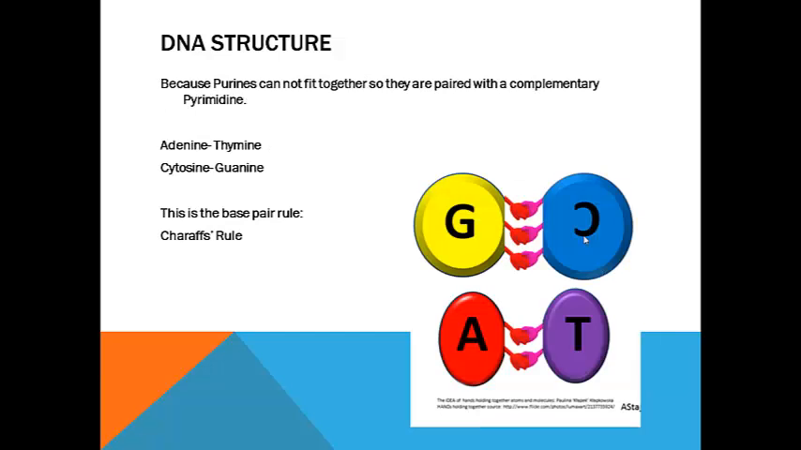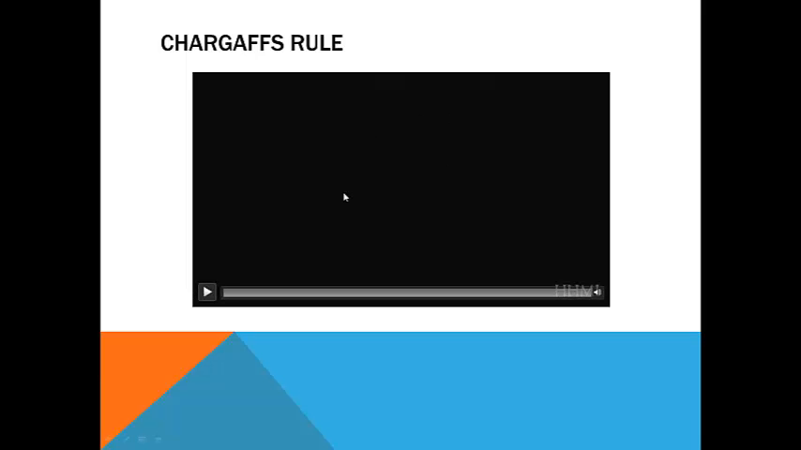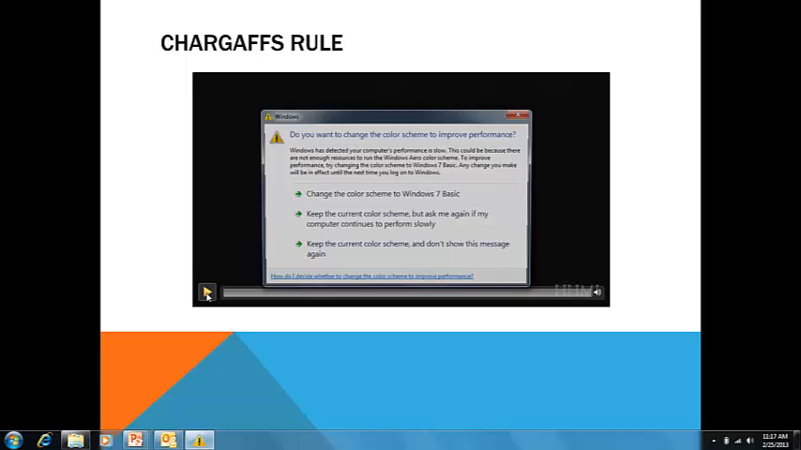Okay, and like I said before, purines cannot fit together because they're shaped so similarly, so they are paired with a complementary pyrimidine. A pairs with T and C pairs with G. And so here's just a picture of the example. And this should be a review of your middle school. Now, these base pairs are called Chargaff's rule. Let's watch a quick video about Chargaff.